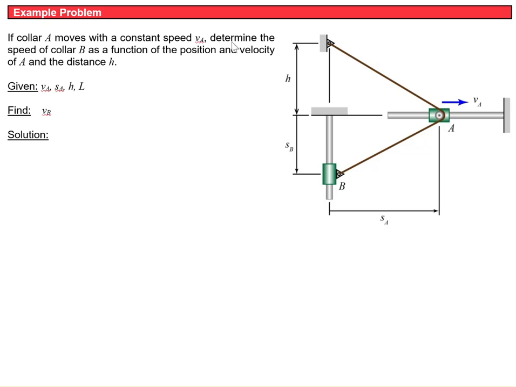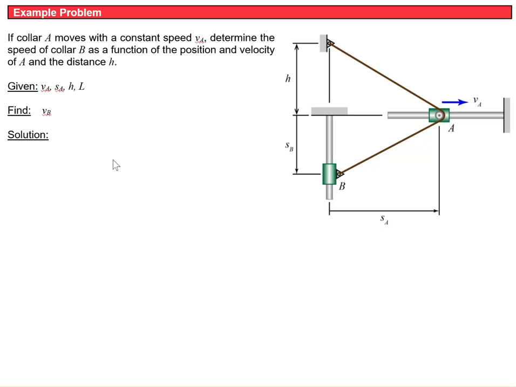So we know the speed at which A moves, and we know the position and velocity of A and the distance h. So we want to write our results in terms of those variables. Then once we get numbers, we can plug them in. It's always good to solve problems in the variable form first. All right, so we want to get the speed of B in terms of all those variables. So we can see in this problem, if A moves to the right, B is definitely going to move up.